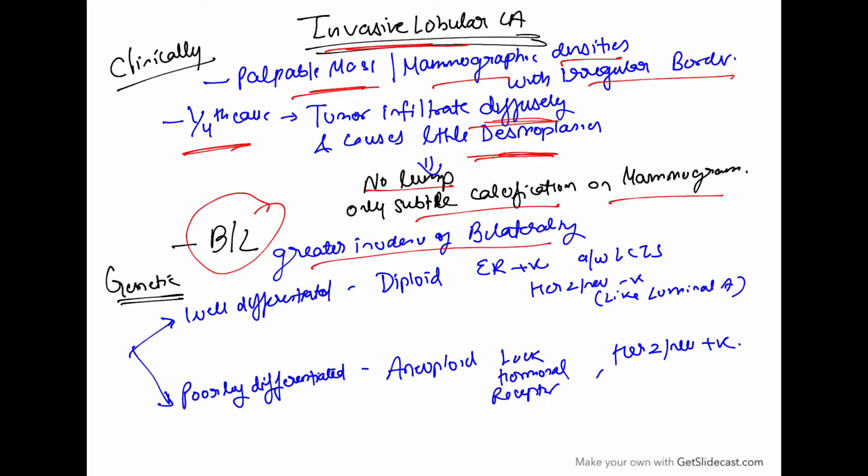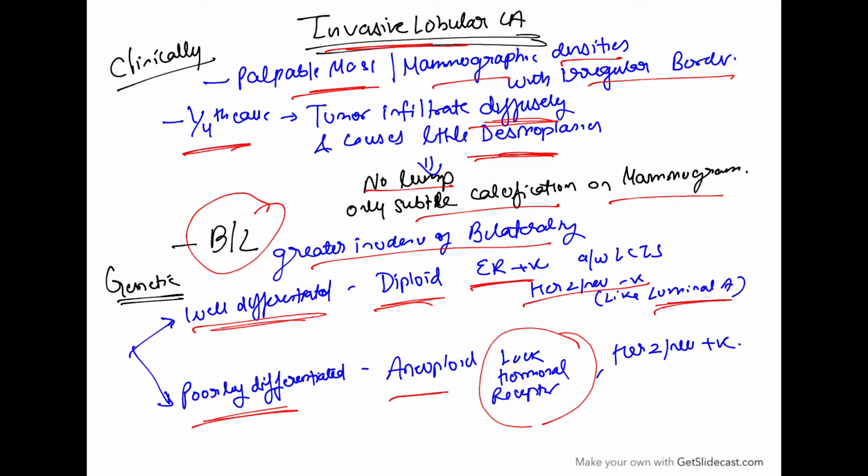Now, genetically, whether it is a well-differentiated one or a poorly differentiated one, the genetics is different. Well-differentiated one is usually diploid, while poorly differentiated is aneuploid. Well-differentiated are ER positive, and poorly differentiated lack hormonal receptors. Well-differentiated is HER2-neu negative, like luminal A, while poorly differentiated is HER2-neu positive. Well-differentiated are associated with lobular carcinoma in situ.